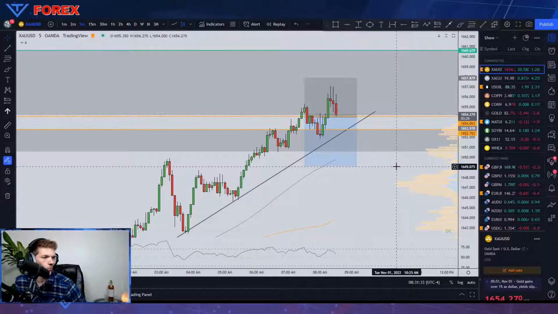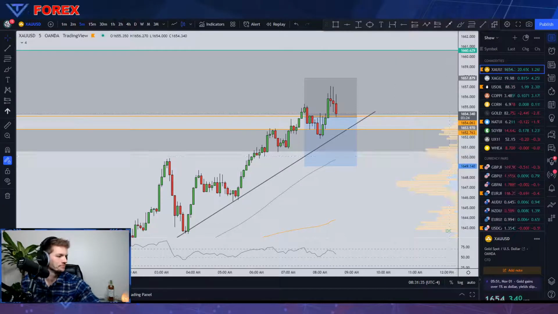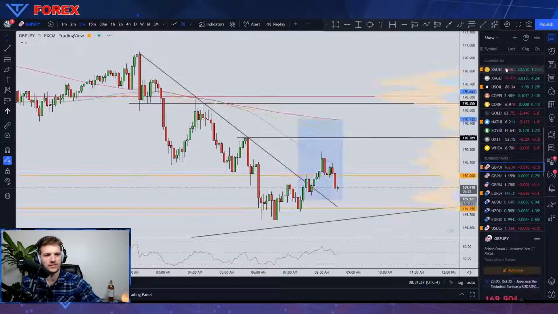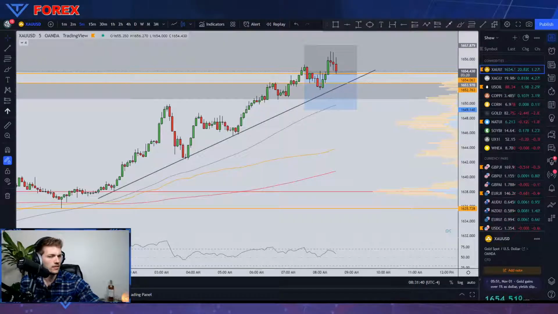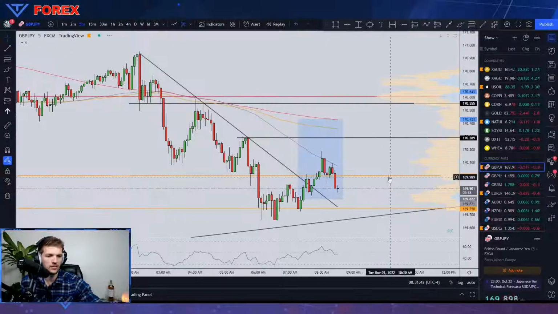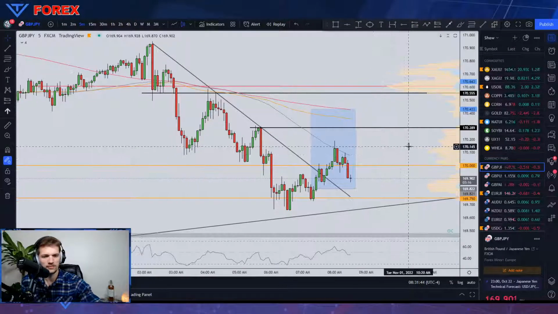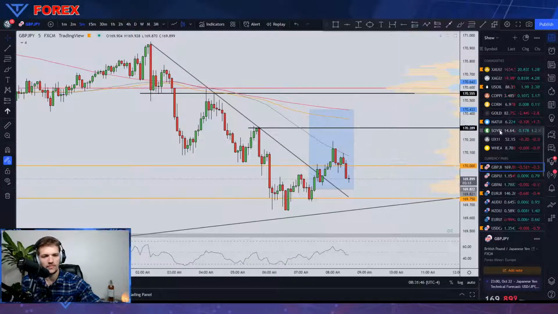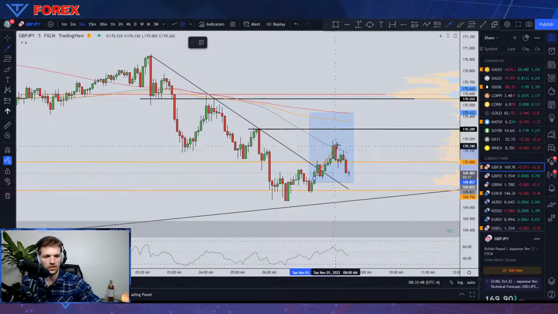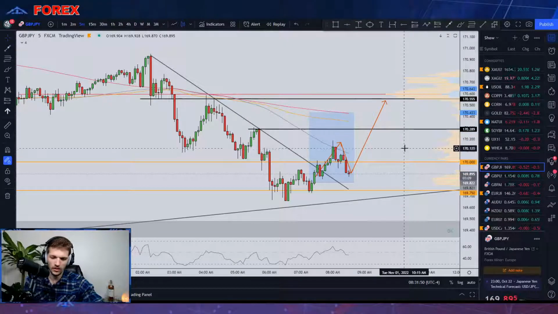Wow, gold, wow. Pound yen's just sucking ass, dude. What the hell is this, bro? Come on. Get going. I get it. You want to do a retest of this trend line break, yada, yada, and then go. But just let's get going.